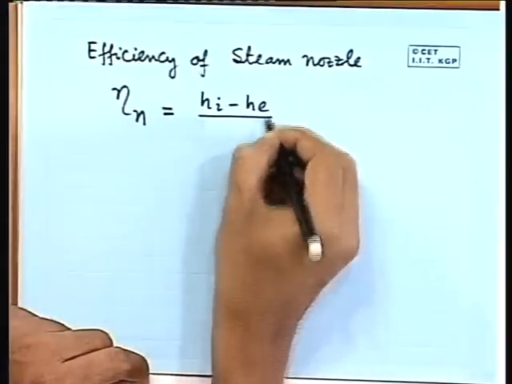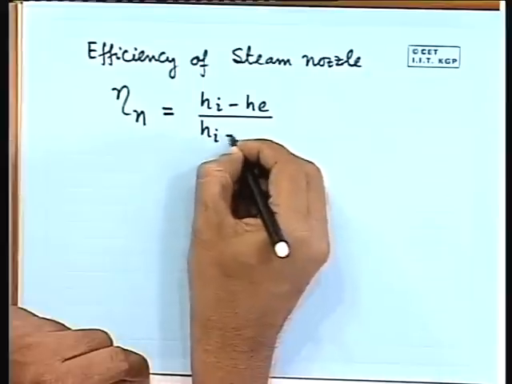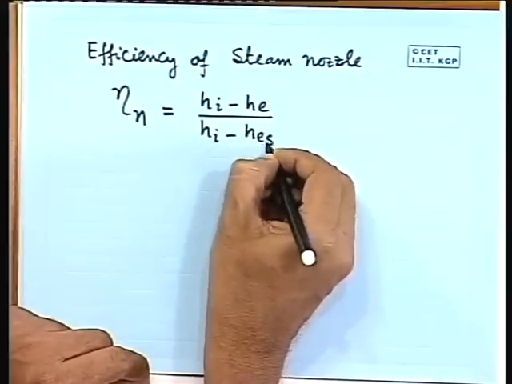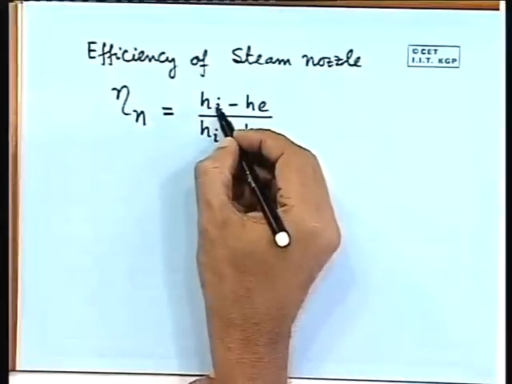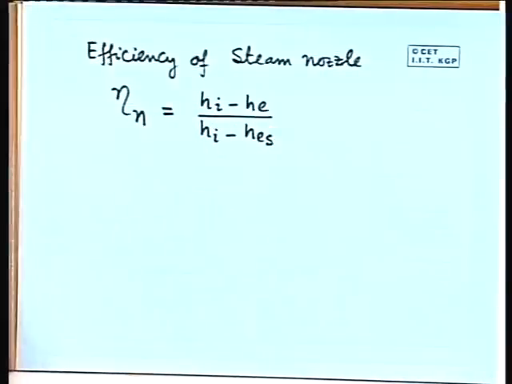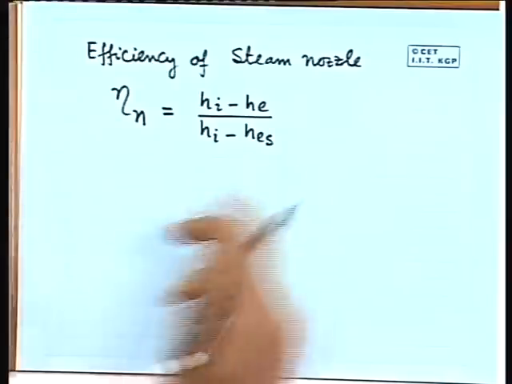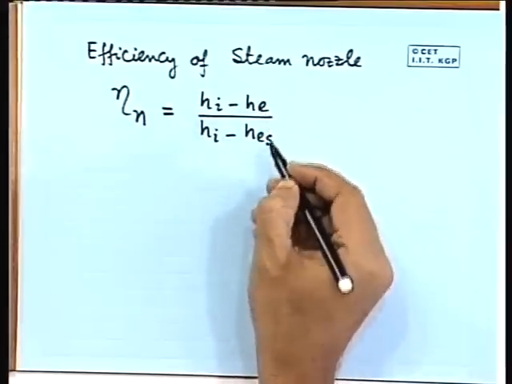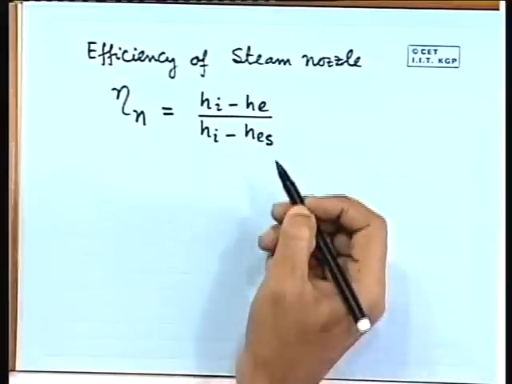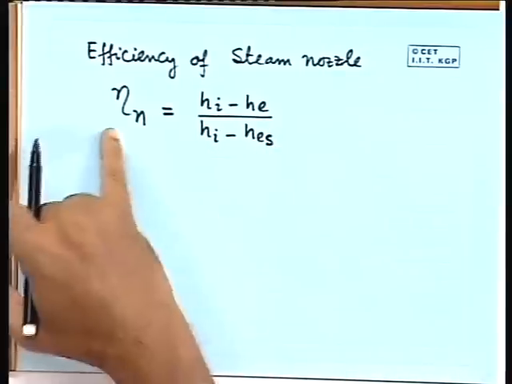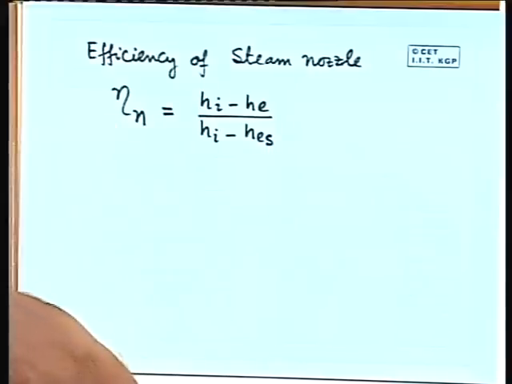And if we do that, you will get h I minus h e divided by h I minus h e s, and that becomes the nozzle efficiency. So, h I is known, and the nozzle efficiency value will probably be provided.